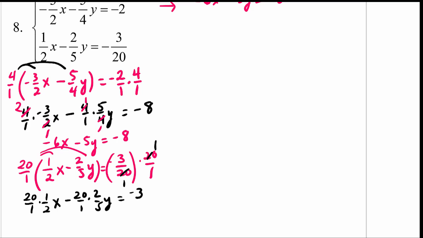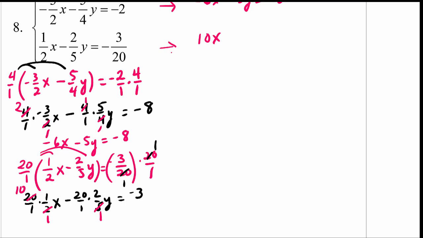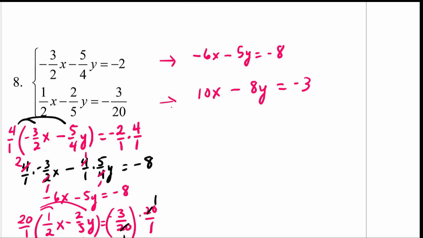Equals negative 3. We have 2 goes into itself once and into 20 10 times. So we get 10x. I'm going to write it up here. 10x. And then here 5 goes into itself once and into 20 4 times. And I have a negative 8y. And that equals negative 3. Okay, so this is our new system. And I think looking at all those coefficients, we should use addition method once again, or elimination method. And let's eliminate the x's, since those are the terms that are exact opposites.